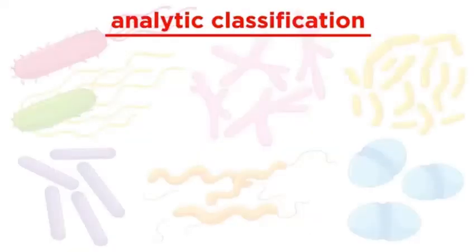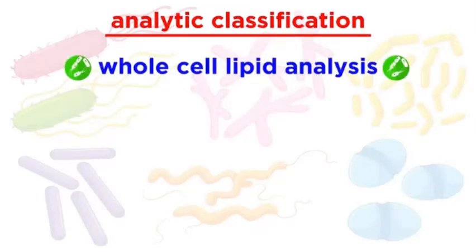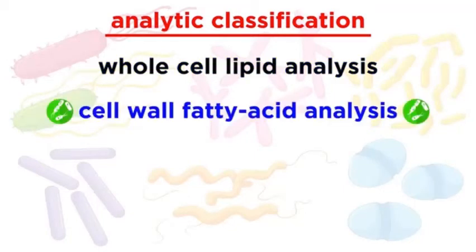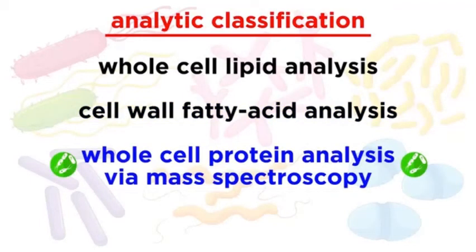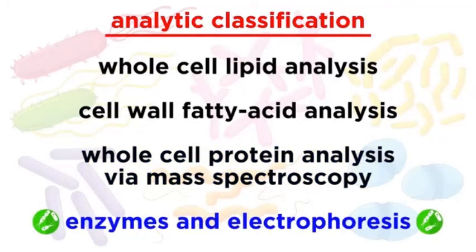Now that we've covered phenotypic classification, let's move on to analytic classification. Analytic classification methods include whole cell lipid analysis, cell wall fatty acid analysis, whole cell protein analysis via mass spectroscopy, and the presence of cellular enzymes via multi-locus enzyme electrophoresis. Analytic classification can be a bit labor-intensive, requiring expensive machines and specialized training. For these reasons, analytic classification is typically done in special laboratories.